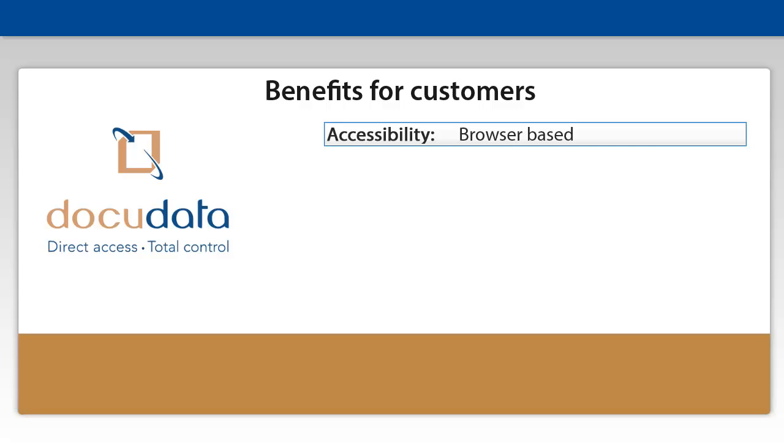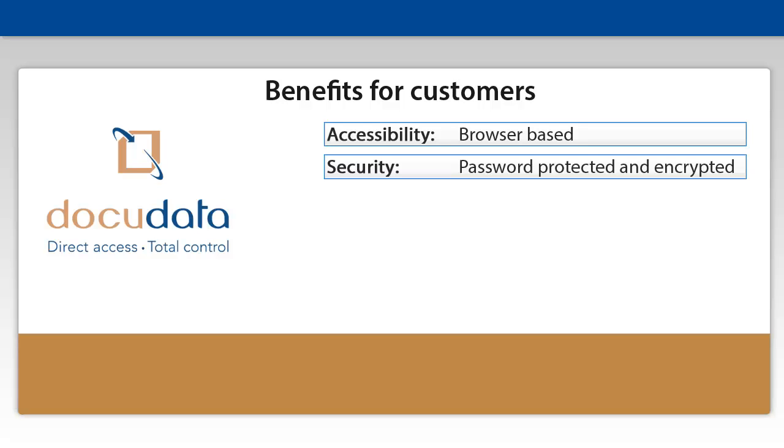First, because ActiveWeb is browser-based, it allows your customers great accessibility, accessing their images through their computers, but also through their smartphones and tablets. ActiveWeb provides great security because customers have to provide a password to log in. Images are stored in an encrypted database, and communication is typically protected by SSL encryption.